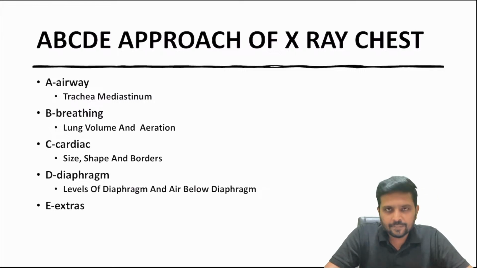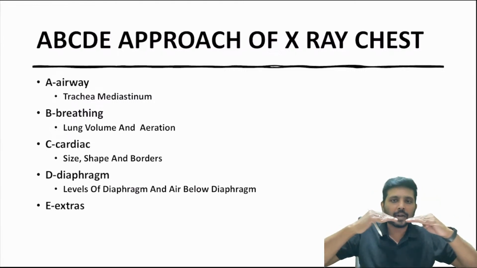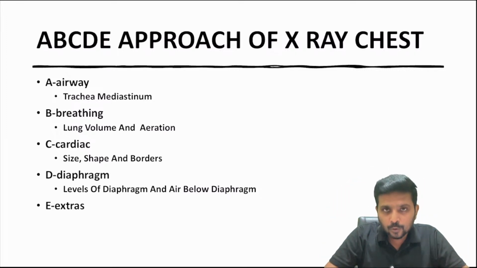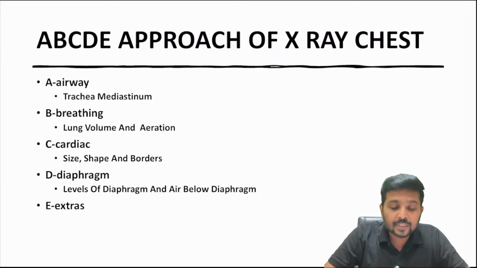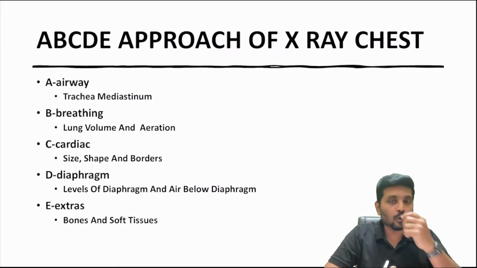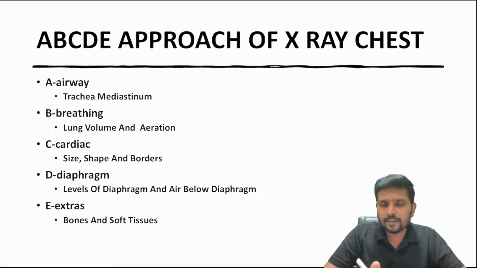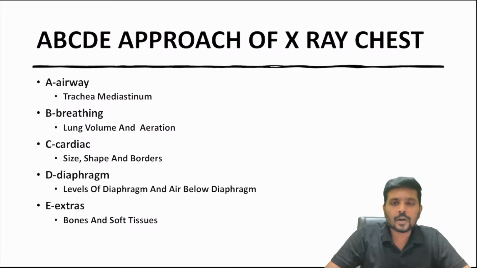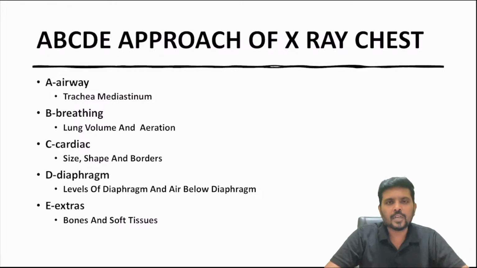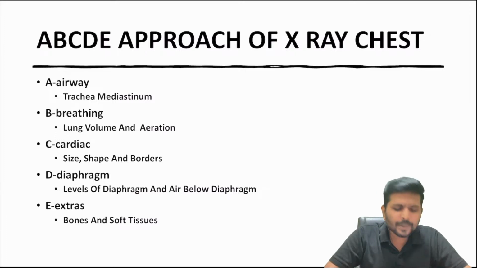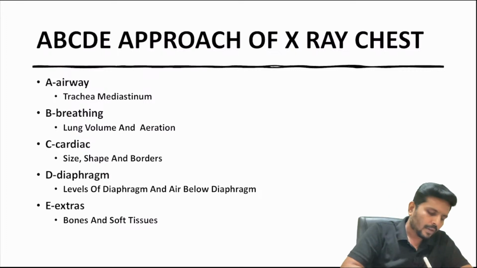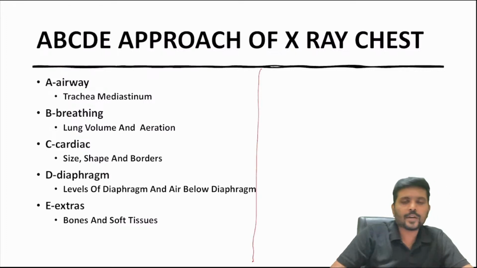D stands for diaphragm. Diaphragm means you need to look whether both diaphragms are at the same level, or one diaphragm is above or one is below, or whether there is air under the diaphragm, to look for air leak syndrome. So this is called the ABCDE approach with respect to pediatric X-ray chest, or any other X-ray chest reading. And above all, you need to see one important thing.